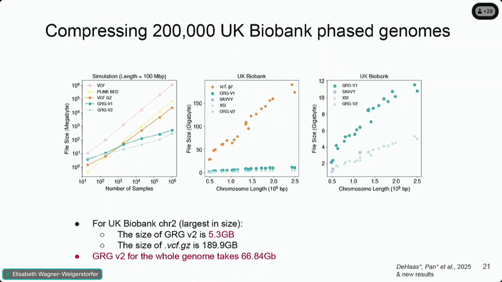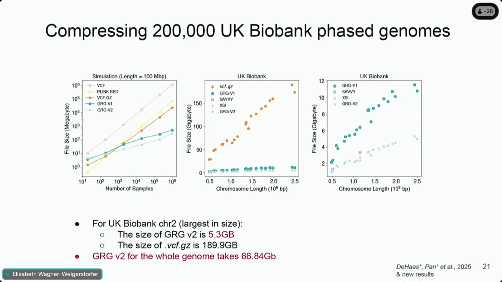We use 200,000 phased genomes from the UK Biobank, and each dot is a single autosome here. The third panel is just a zoomed-in version of it. If you want to see numbers, chromosome 2 is the largest in terms of file size because it has a lot of variants. For that particular chromosome, it takes 5.3 gigabytes of space for the version 2 GRG, and if we use the compressed VCF, it will take approximately 190 gigabytes.